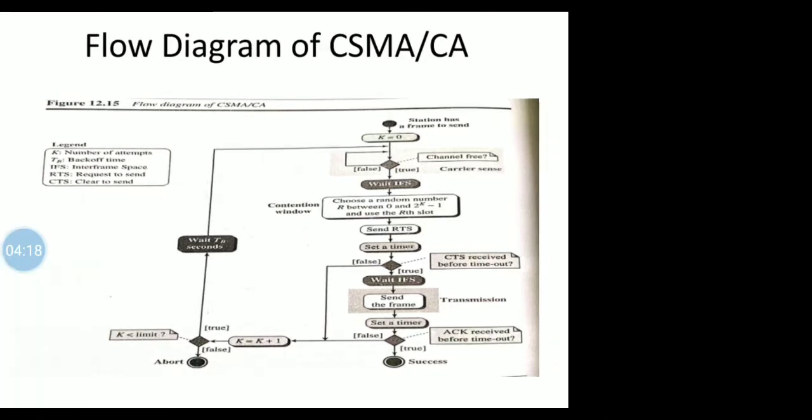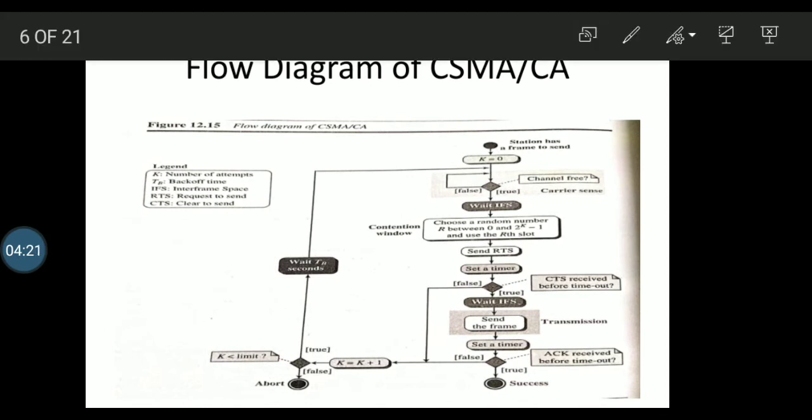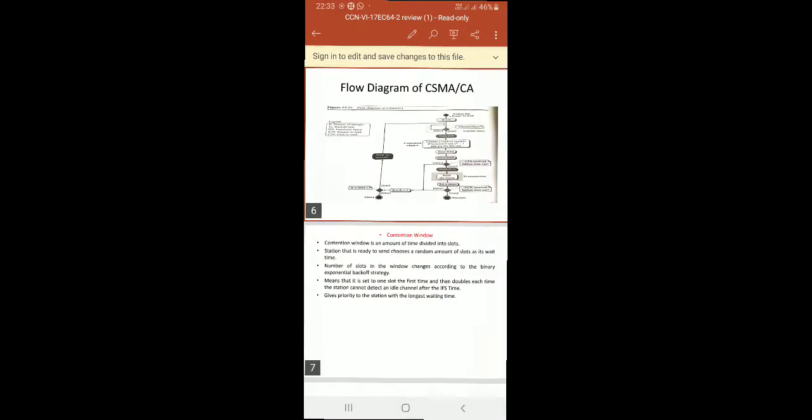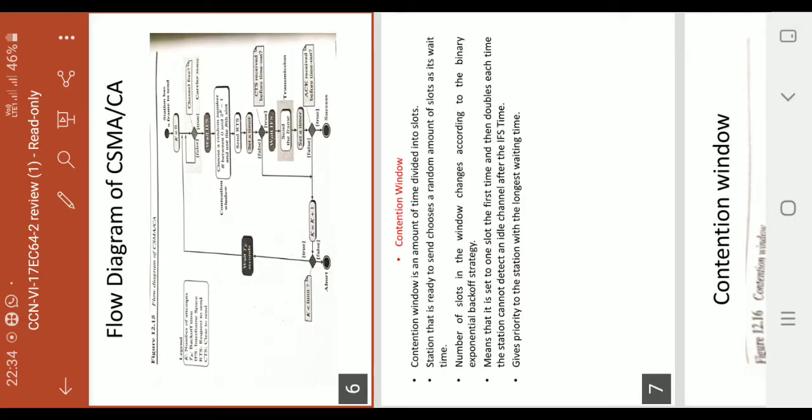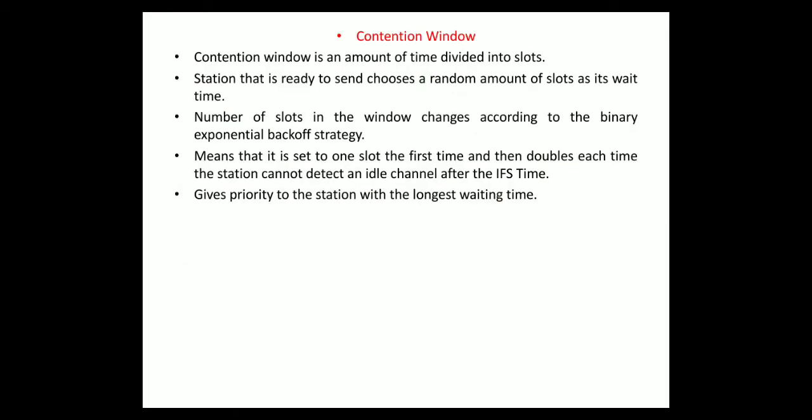Next, we'll see about contention window. The contention window is an amount of time divided into slots. When a station is ready to send, it chooses a random number of slots. According to the binary exponential backoff strategy, the number of slots in the window changes, which means that it is set to one slot the first time and then doubles each time the station cannot detect an idle channel after the IFS time.